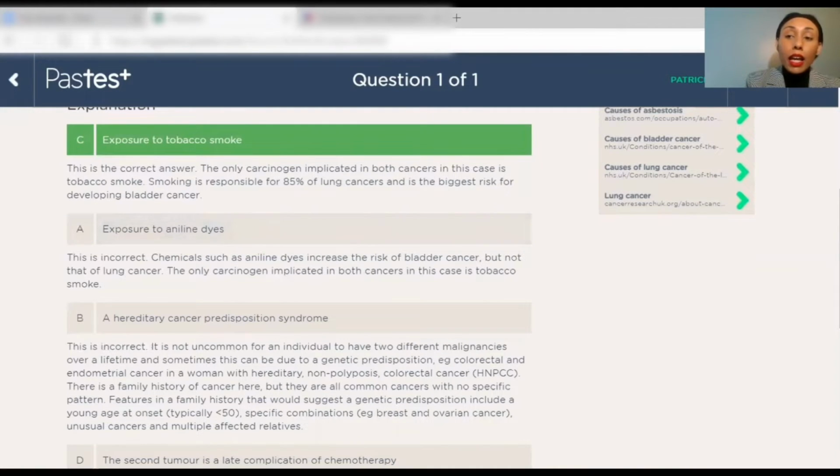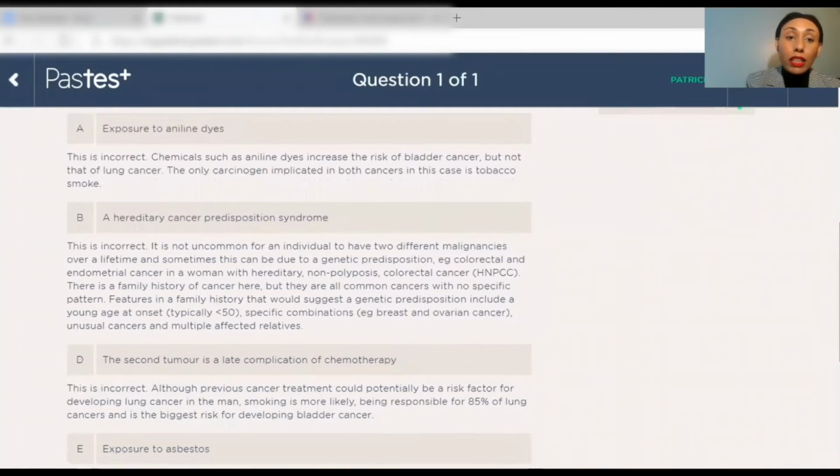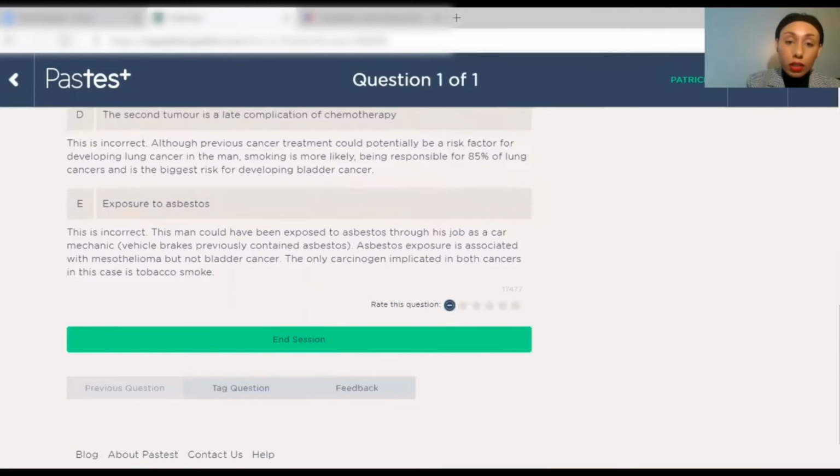So again, you can pause the video, have a read of why the other answers are not correct and why tobacco smoke is the single best answer. So like I said, with asbestos, that exposure is linked with mesothelioma, not bladder cancer.